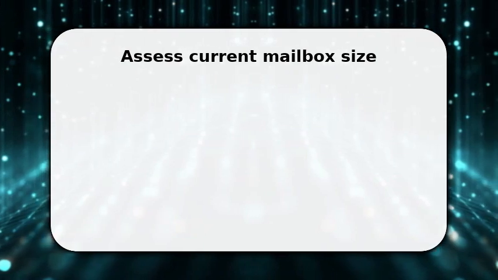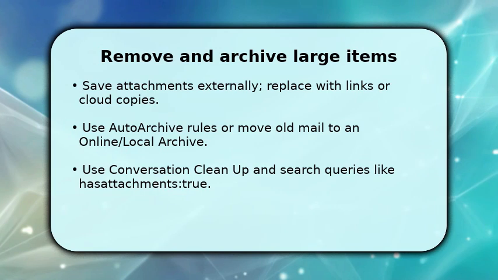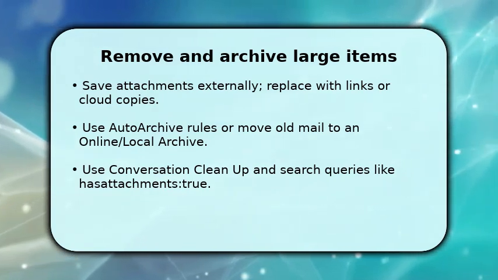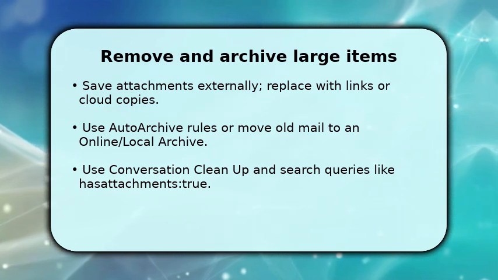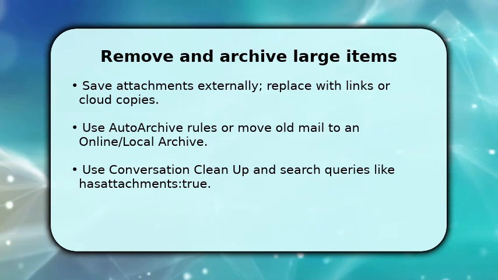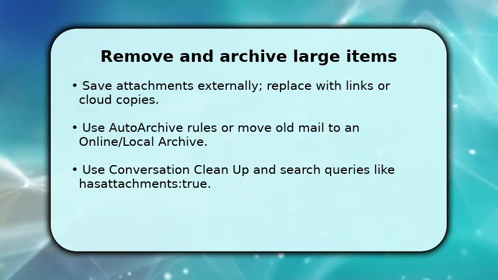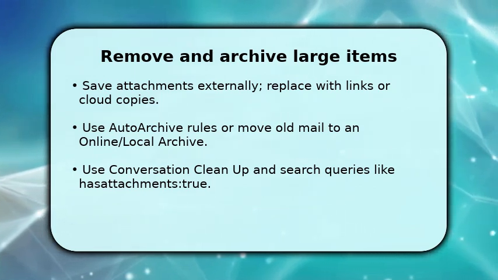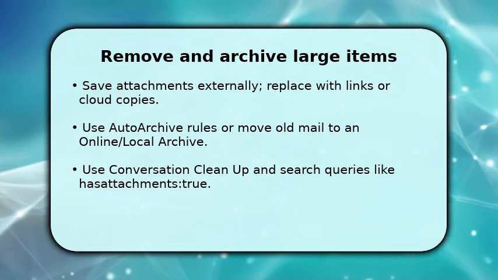Now you act on the biggest culprits: attachments and old threads. Save bulky files to OneDrive or local storage, and then remove or replace them with links to shrink messages. Create auto-archive rules for items older than a chosen date and move historical email into an online archive if your account supports it, or into compact local PSTs.